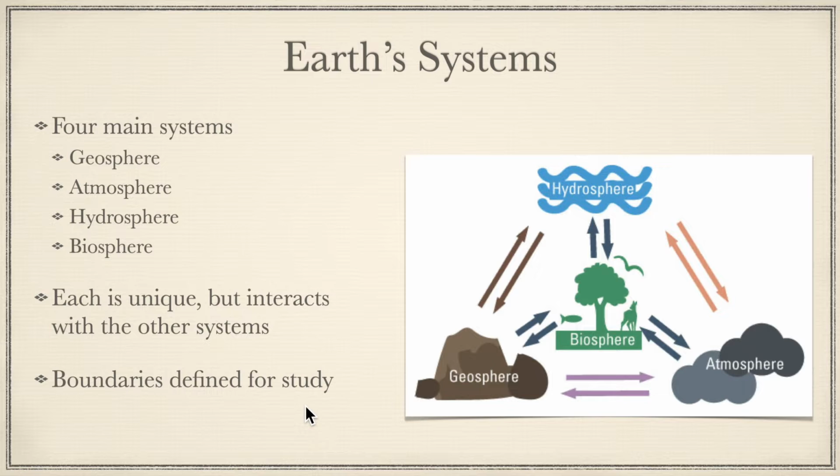Like in chemistry, it may be a beaker sitting on a table. That's your whole system. Well, for earth science, we kind of define these four major systems, and then you may define smaller systems for study. But these are the four major systems.